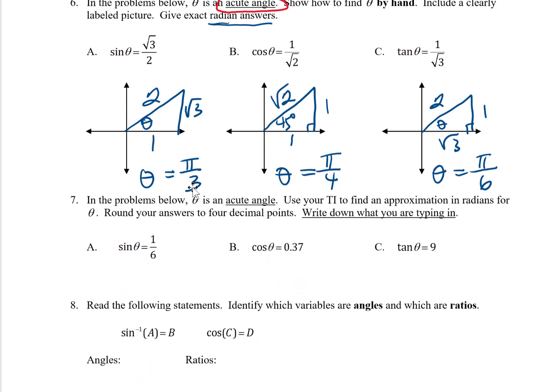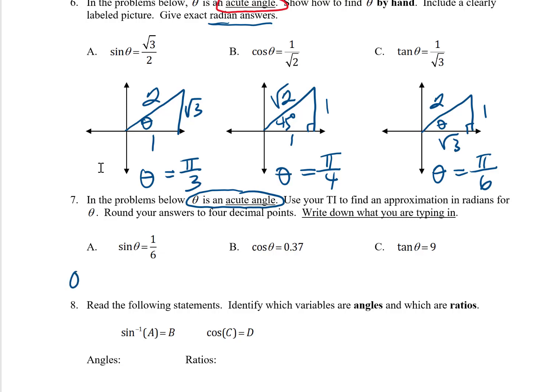In problem 7, we're essentially asked to do the same thing, except this time using the calculator. Theta is still acute, which is very helpful. We know it's between 0 and 90 in terms of degrees, but these are not nice values. We could draw the same pictures we drew up here, but it wouldn't help because these values aren't associated with special triangles. So we'll just go to the calculator. We've already learned a button on the calculator where if you know the ratio, you can plug that in to figure out the angle. It's the inverse trig function.